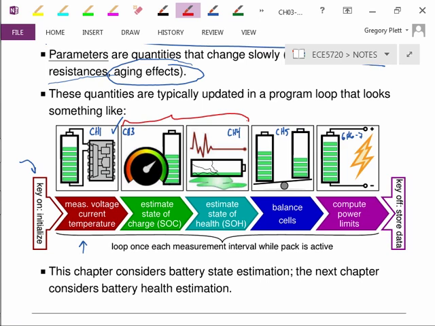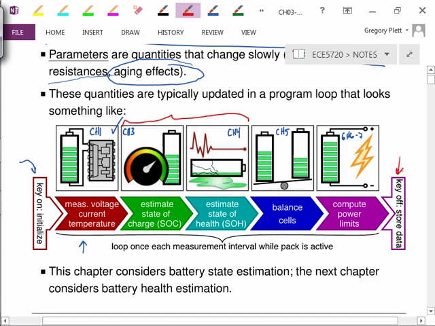The vehicle will operate, the battery pack will operate, every measurement interval will measure, will estimate state of charge, state of health, will balance, will compute power limits, will repeat over and over and over again. At some point, the battery pack is turned off. It's disconnected from the load, so we have a power down process.